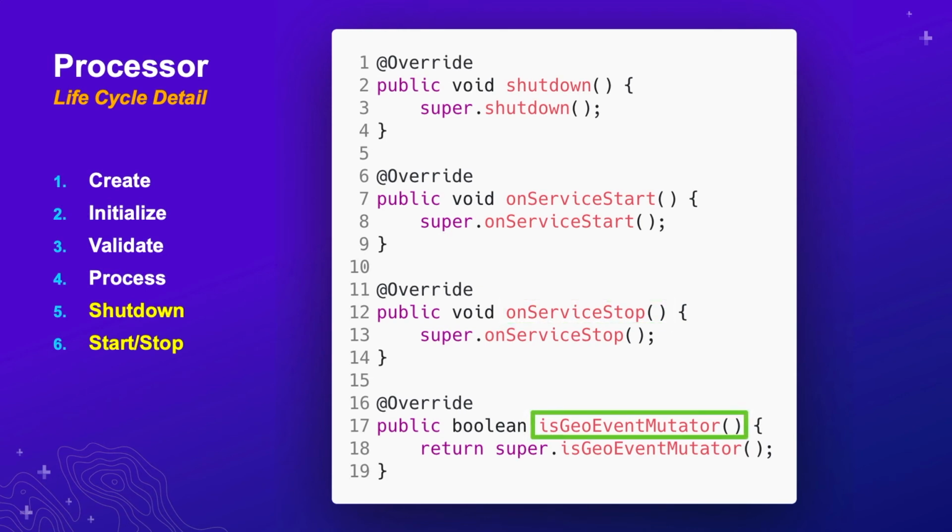And lastly is isGeoEventMutator. For performance reasons, we do not copy GeoEvent objects between nodes. Instead, we pass them as read-only. Therefore, if you will be mutating GeoEvent objects, then you will want to override this method and return true.